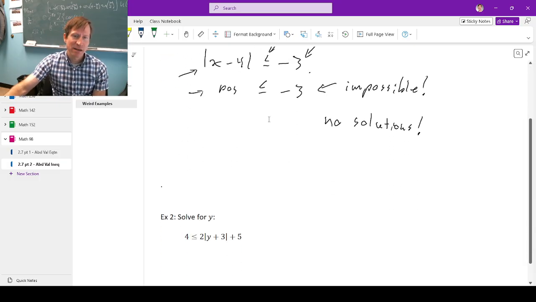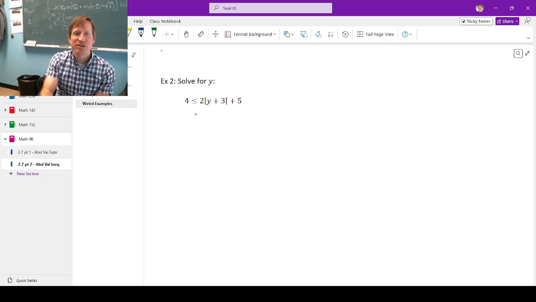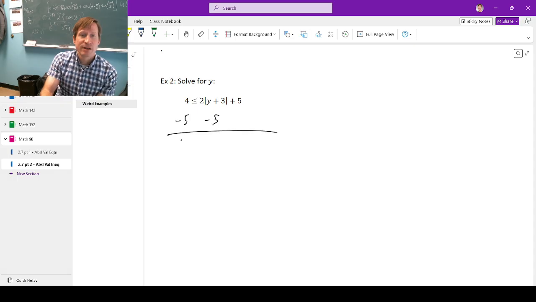Okay, second example. Let's solve this inequality: 4 less than or equal to 2 times the absolute value of y plus 3, and then outside the absolute value, plus 5. So first, let's isolate the absolute value. Subtract 5 from both sides. On the left, we get minus 1, less than or equal to, on the right, 2 times the absolute value of y plus 3.